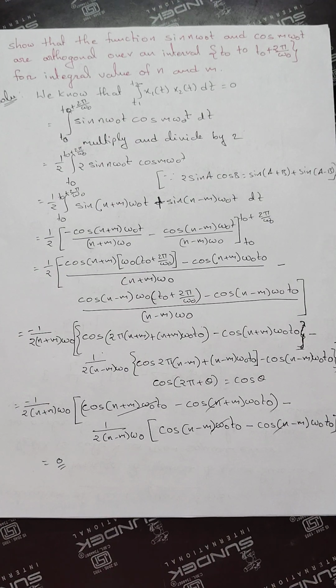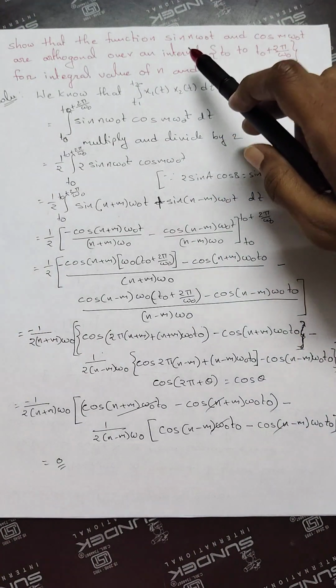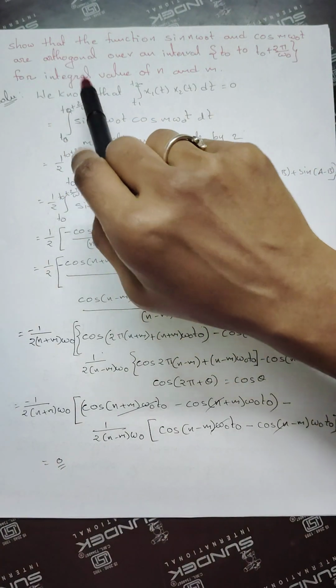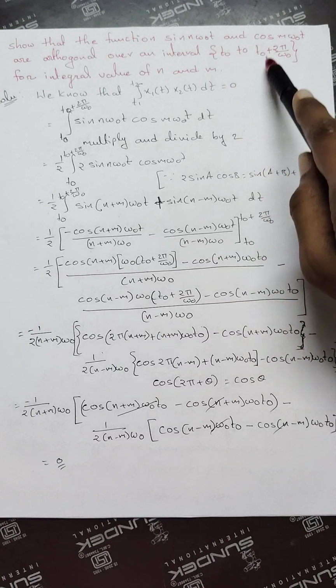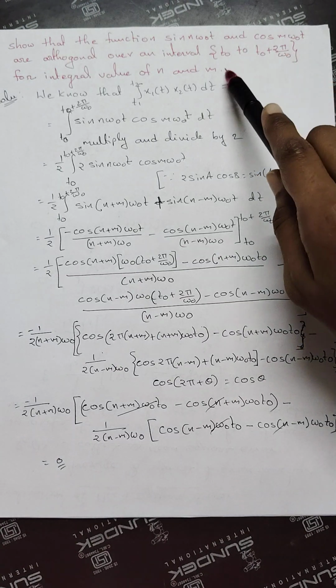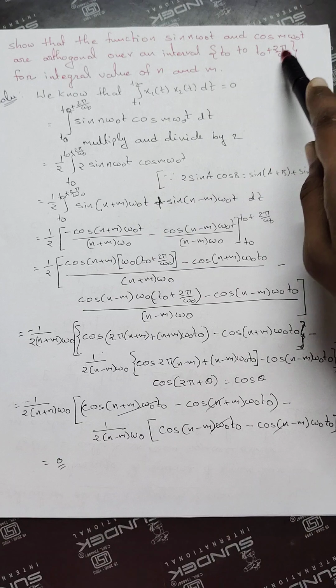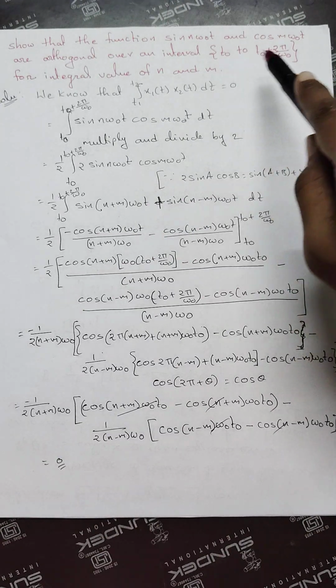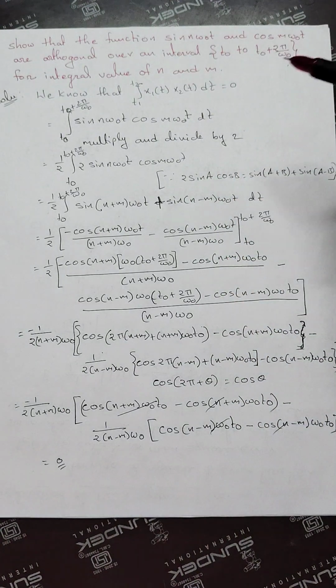Hi friends. In this video I am going to explain the problems on orthogonal signals. The problem is: show that the functions sin(n omega naught t) and cos(m omega naught t) are orthogonal over the interval t naught to t naught plus 2 pi by omega naught, for integral values of n and m. We have to find whether the sine and cos signals are orthogonal to each other.